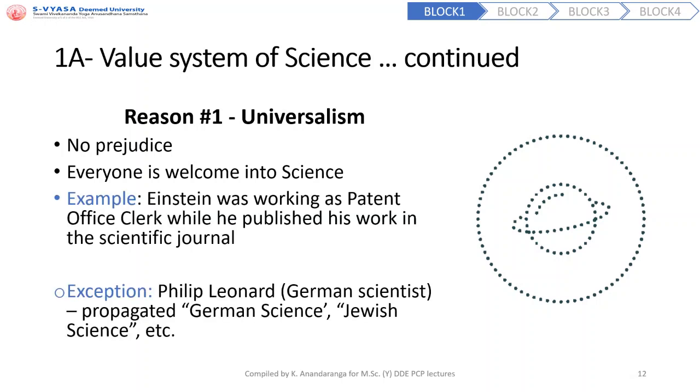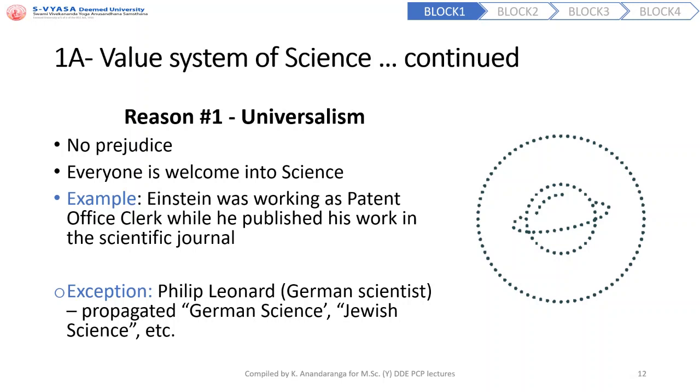A good example, a classic example, is that of Einstein's life itself. He was actually working as a patent office clerk when he first published his work in a scientific journal. What it means is that he was not a practicing scientist. He was working somewhere else, but he was still allowed to publish his groundbreaking work in a reputed scientific journal. Again, there are always exceptions.